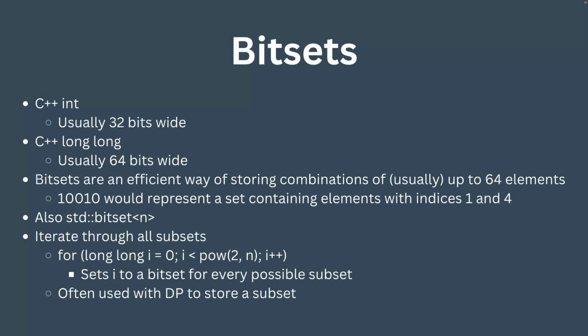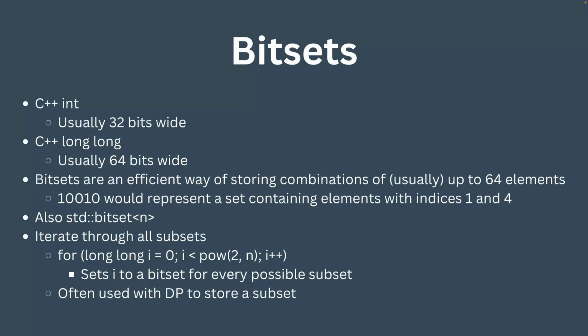Does that make sense? No questions so far? Nice. C++ also has a type in the standard library. There's a bitset type, and you have to give it an n, which is the number of bits you want to have in your bitset. So you can have larger than 64 there.